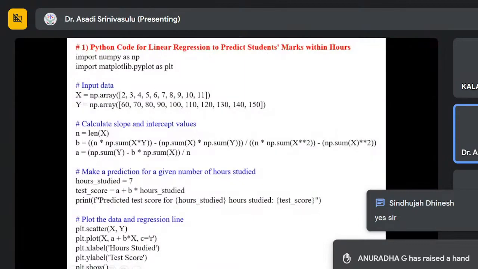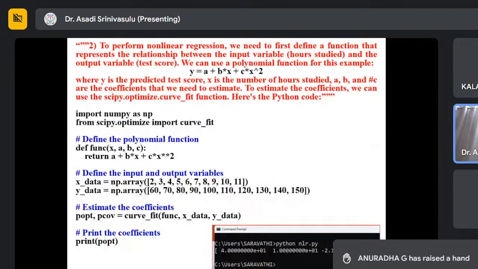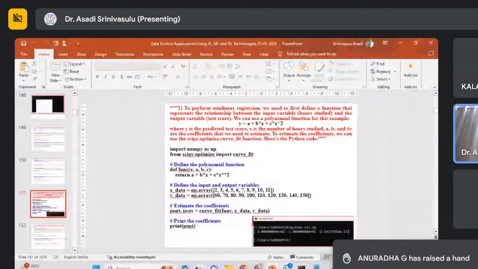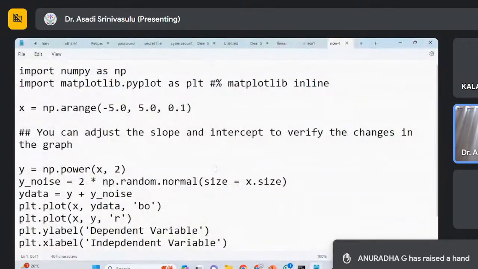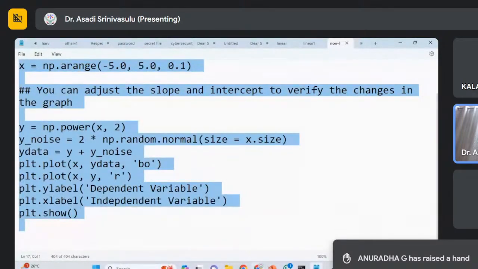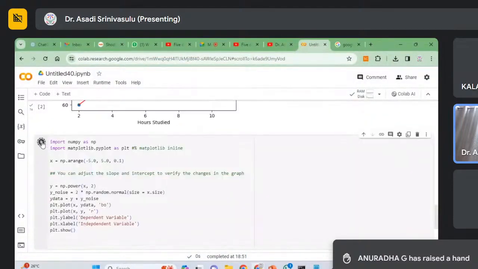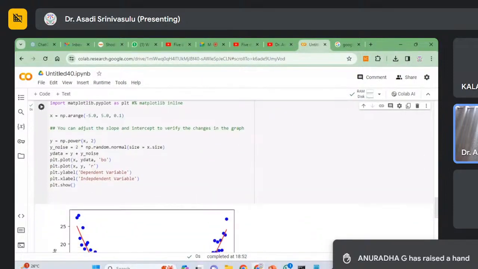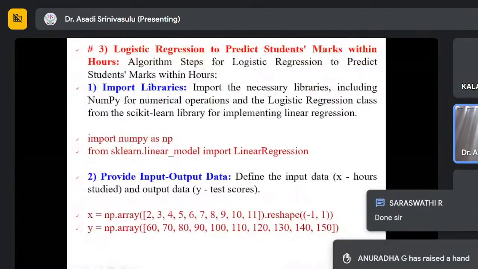Now this is the first program, then the non-linear regression. If you see non-linear regression for the same application, how are we going to execute it? Go to Notepad, I have already created non-linear. This is the program. Now copy the code, go to Google Colaboratory and run. This is the output I got. So that is non-linear regression. Then go to the next, logistic regression.